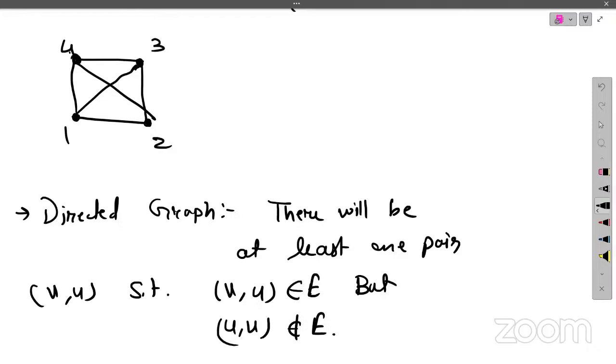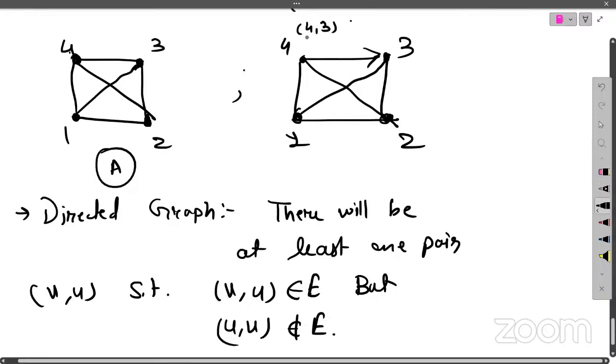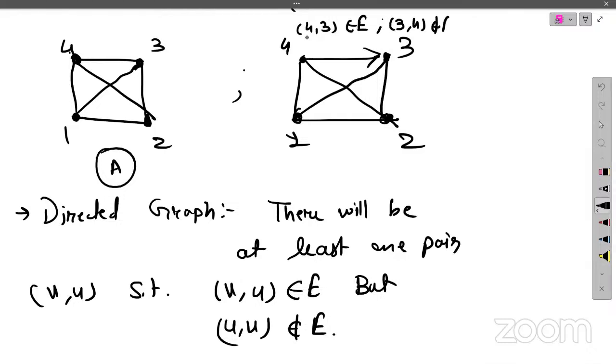Now, suppose this graph A above is an undirected graph. What will the directed graph look like with the same thing? You can take that there is an edge from 4 to 3, but we cannot go back from 3 to 4, and all other things are the same. Now, this will be your directed graph. Because here we can go from 4 to 3, the 4 comma 3 edge is there, but the 3 comma 4 edge is not. So this is the difference between directed and undirected graphs. Is that clear?